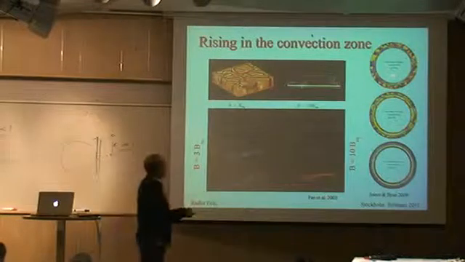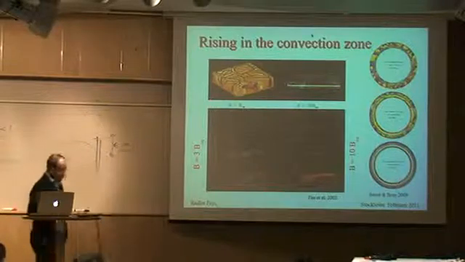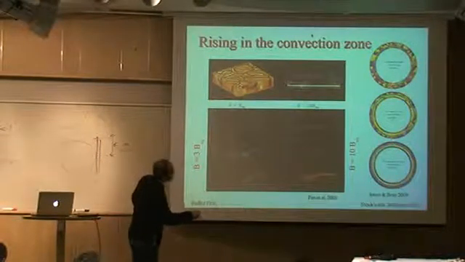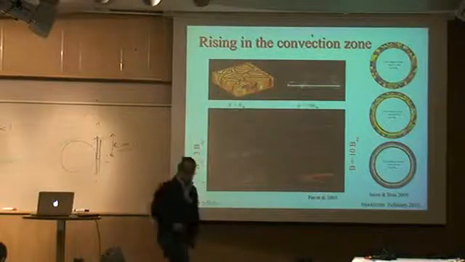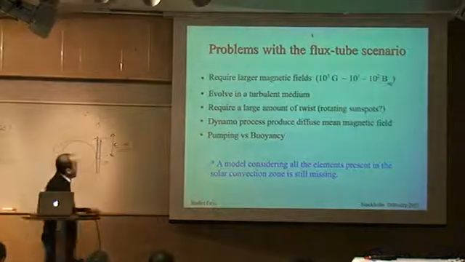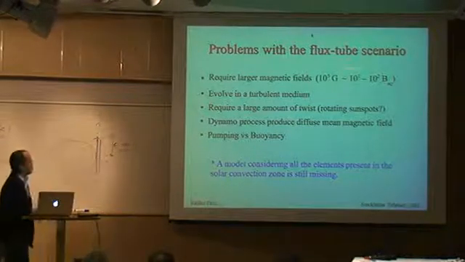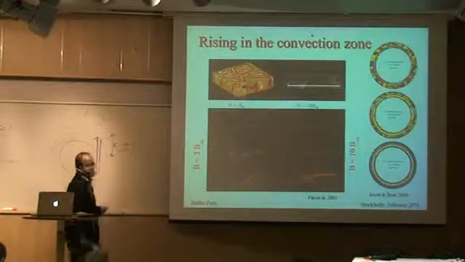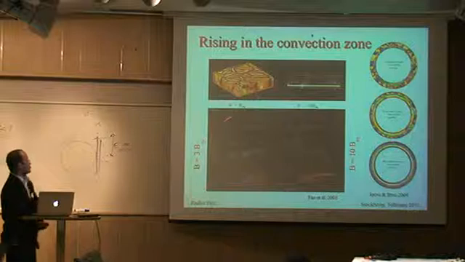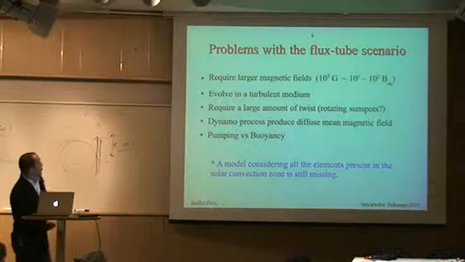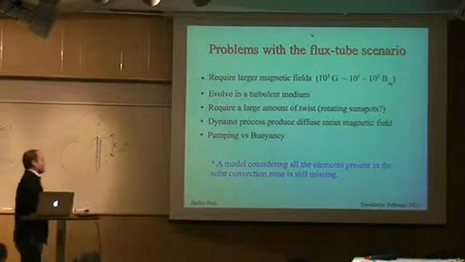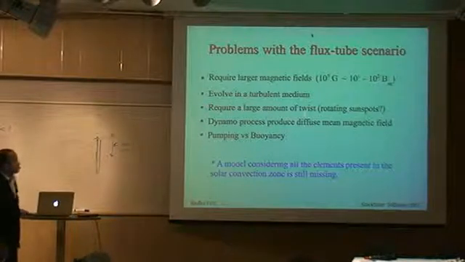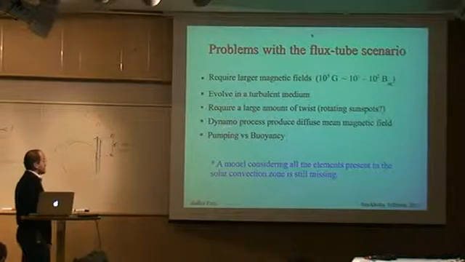The same result had been confirmed by Loren Fuentes and Sacha Brun with the ASH code in spherical geometry. This is the equatorial plane, and here is the tube, and there are 3 different cases for different values of the magnetic field strength. Well, there are some problems with the flux tube scenario. They require very strong magnetic fields. They evolve in a turbulent medium. In these simulations, the convection zone is not as stratified as the solar convection zone. There is not such a huge stratification here, and we know that more than 20 pressure scale heights span the convection zone. The tubes also require a certain amount of twist, and the source of this twist is still not very well known.